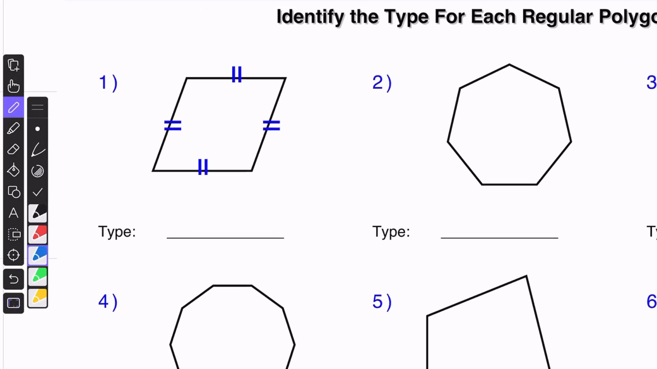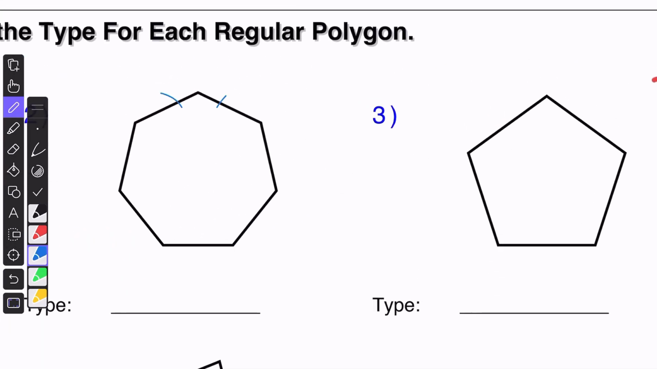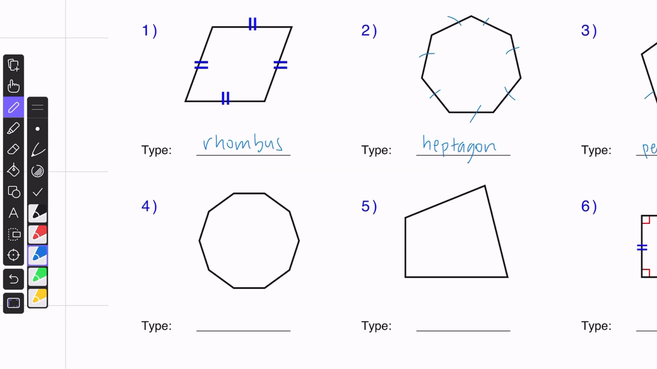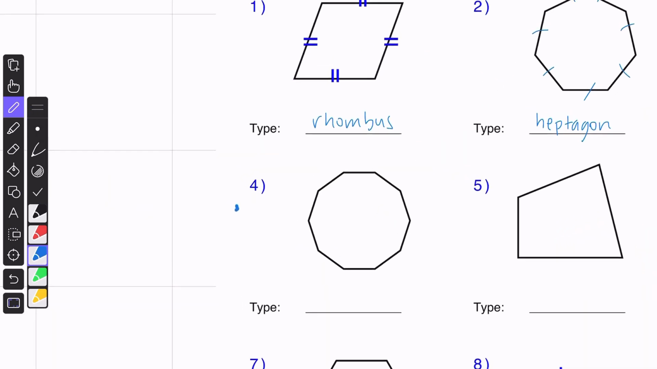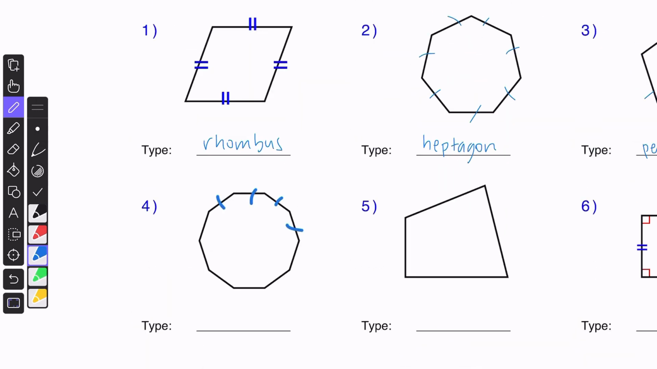Okay, so you guys should be done. This one is a rhombus because of its 4 equal sides, but no right angles. 1, 2, 3, 4, 5, 6, 7. That's going to be a heptagon because of its 7 sides. 1, 2, 3, 4, 5. Pentagon because of its 5 sides. 1, 2, 3, 4, 5, 6, 7, 8, 9, 10 because of its 10 sides.